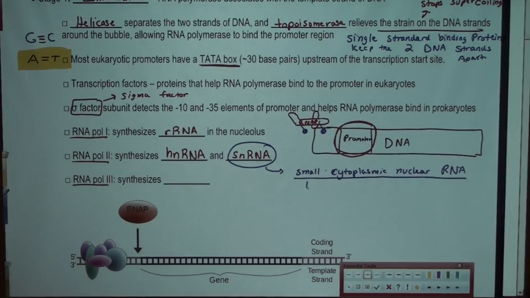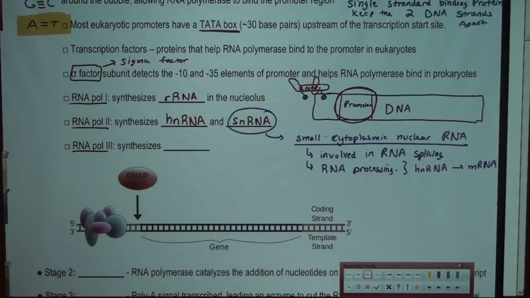Okay, so what is this involved in? This is involved in RNA splicing. So remember, RNA splicing happens when we're doing RNA processing. It helps us to go from hnRNA to the mature mRNA. And then RNA polymerase 3 helps us to synthesize tRNA plus a little rRNA. And then remember here, tRNA is just our transfer RNA, which brings in the anti-codon during translation.